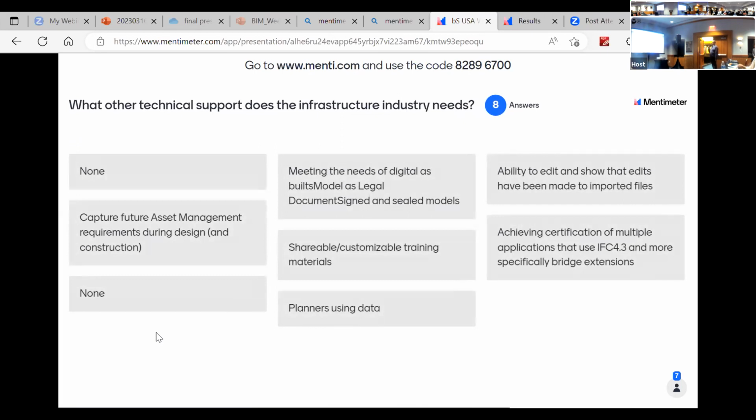Capture future asset management requirements during design. And that's what we've just been talking about. Meeting the needs of digital as-built, as legal documents, signed and sealed models. Okay, so an interesting one. Shareable, customizable training materials. I think that's kind of a given if you're going to have training materials that can be widely available. Planners using data. I want to explain that one a bit more.